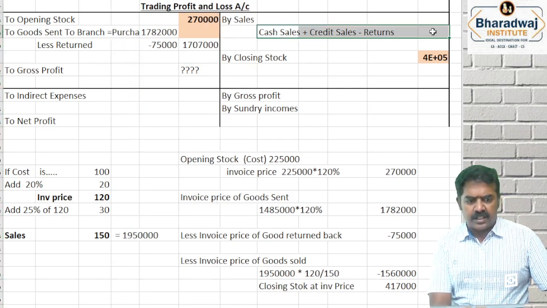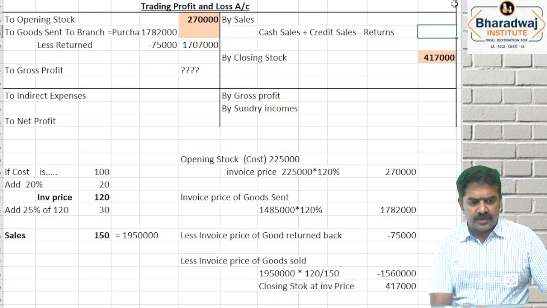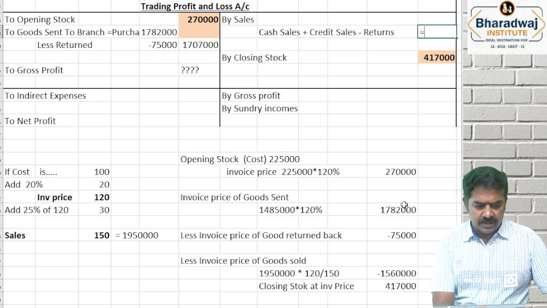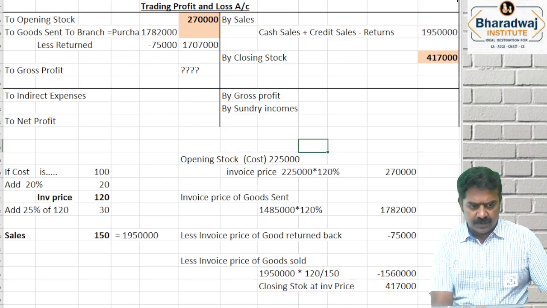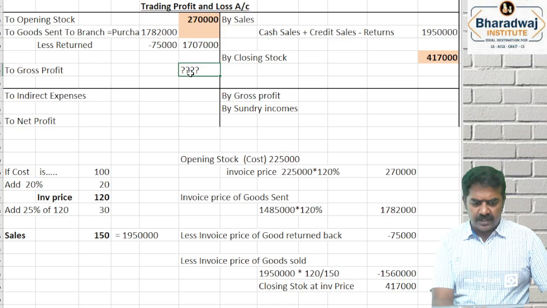Sales is cash sales plus credit sales minus returns. I hope sales is given to us. What is the sales given to us? 19,50,000. Tally this. What do you get? Gross profit, which is the balancing figure.